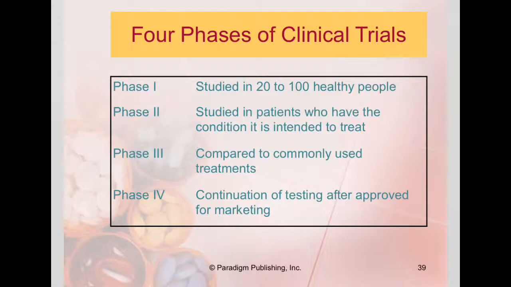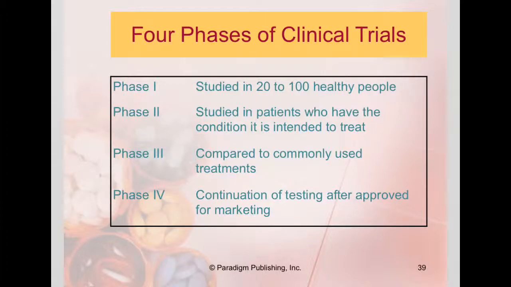This is just the 4 phases of clinical trials. Phase 1, studied in 20 to 100 healthy people, and these phases come after the new drug application is submitted, so it's after the animal testing. If that goes well, they go into phase 2. It's studied in patients who have the condition it is intended to treat. In phase 3, they test again, and they compare to commonly used treatment. And phase 4 is the continuation of testing after the drug is approved for marketing.